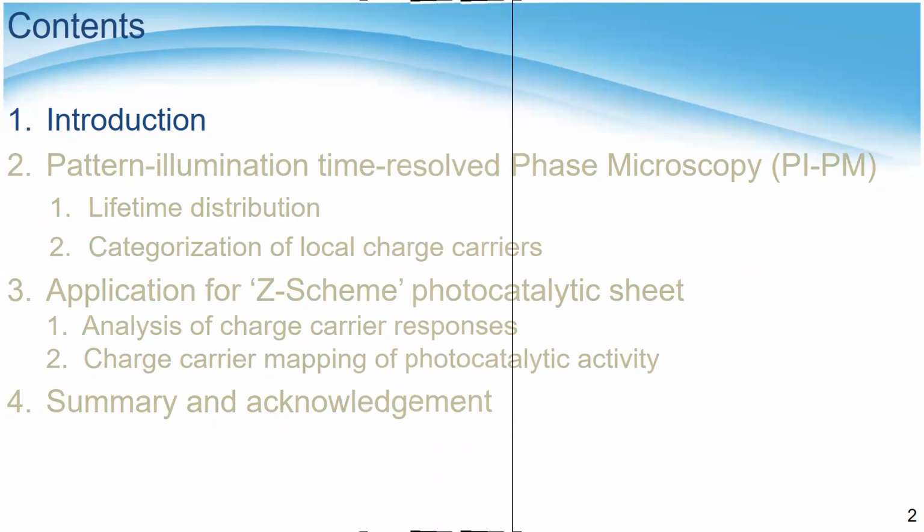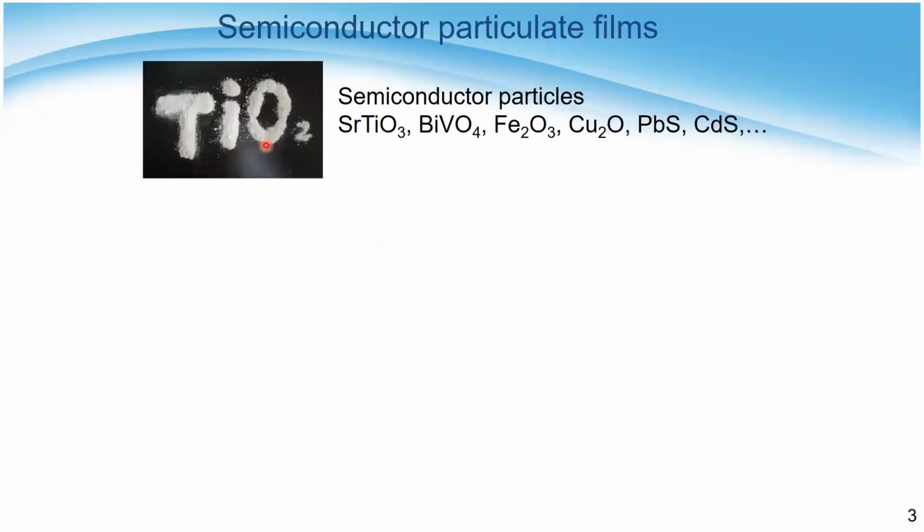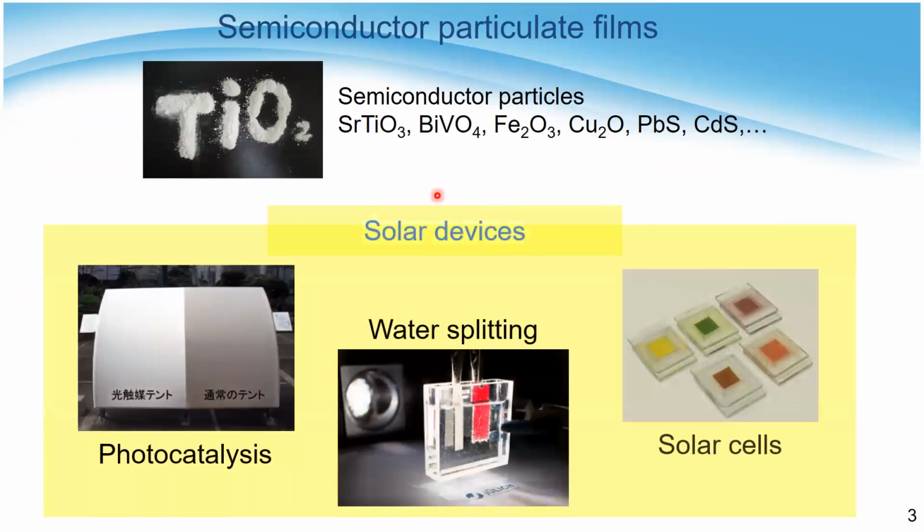First, the introduction. Our target is semiconductor particulate films such as TiO2, strontium titanium oxide, bismuth vanadate, hematite, copper oxide, and so on. These semiconductor particulate films have been used for many solar devices such as photocatalysis, water splitting, and also solar cells, as you know.